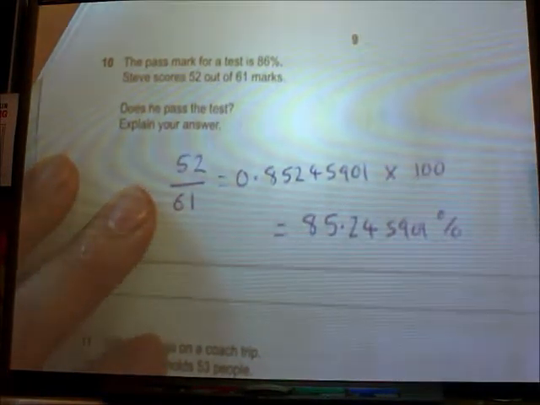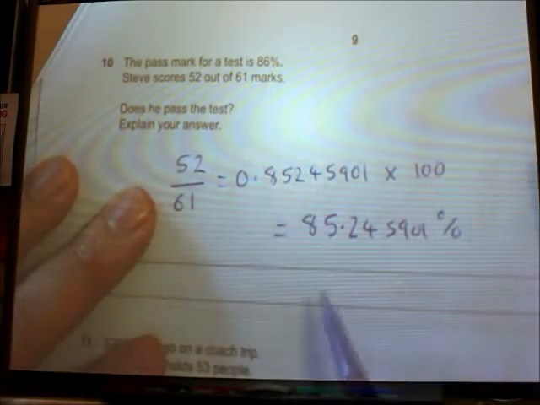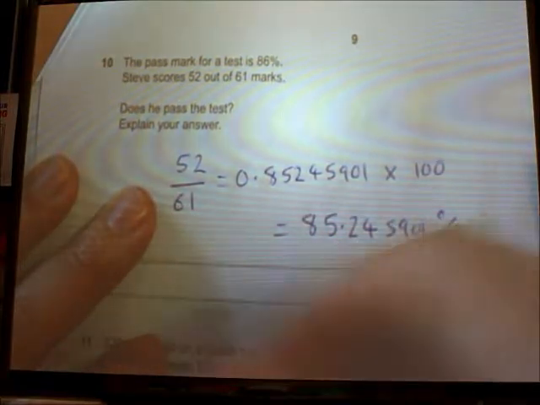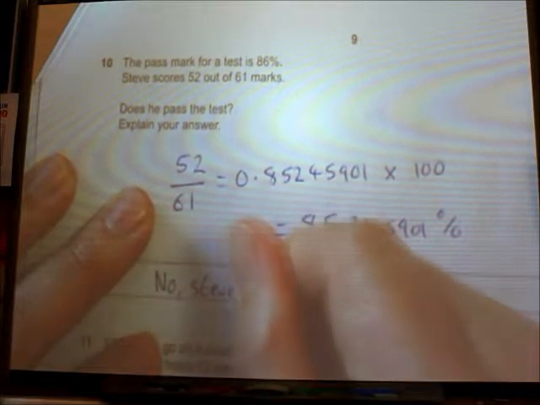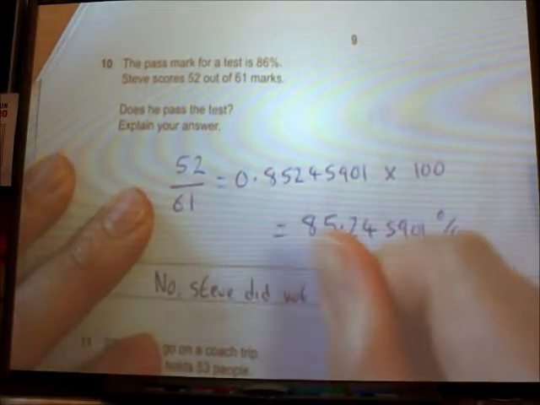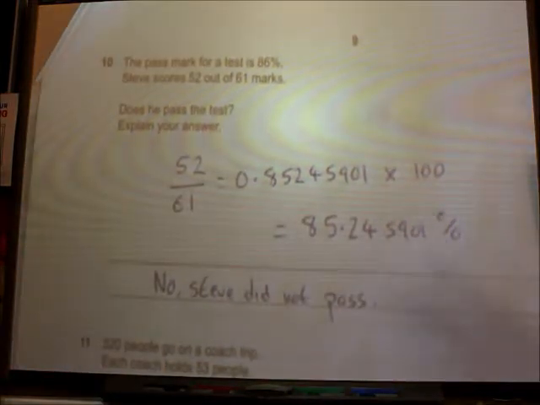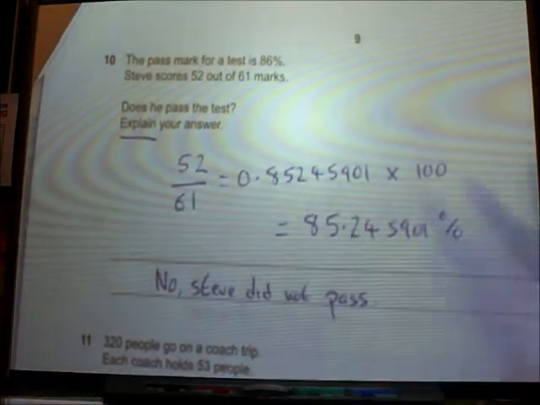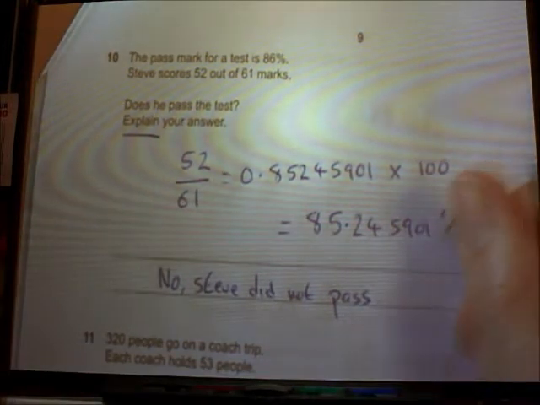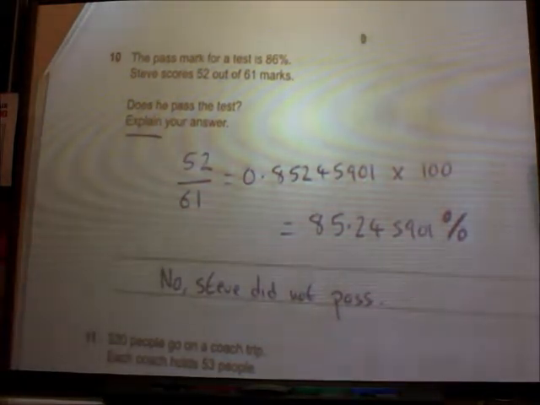So did Steve pass the test? No, Steve did not pass the test because he needed 86% and he didn't get it. So just write no, Steve did not pass because he should have worked harder, I expect. Yeah, so again, it says explain your answer. Again, it's not a history exam, it's not an English exam. There's your explanation there. Look, you've done your calculations, you've found it as a percentage. So all is good. Next one.